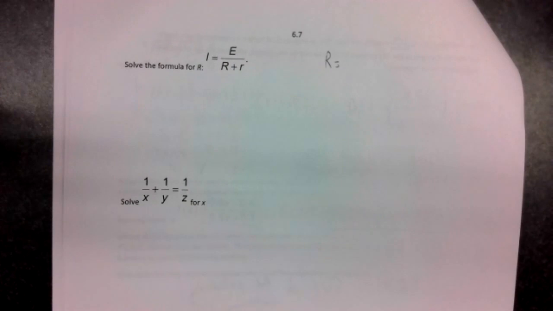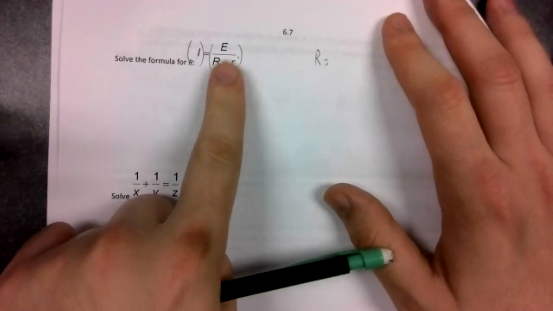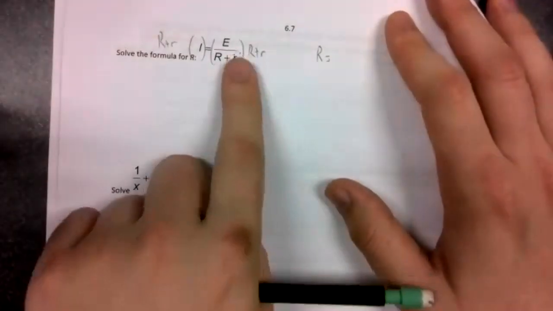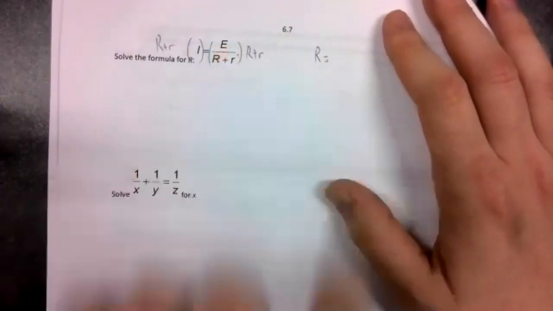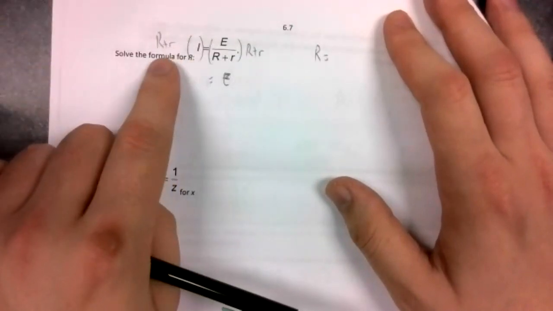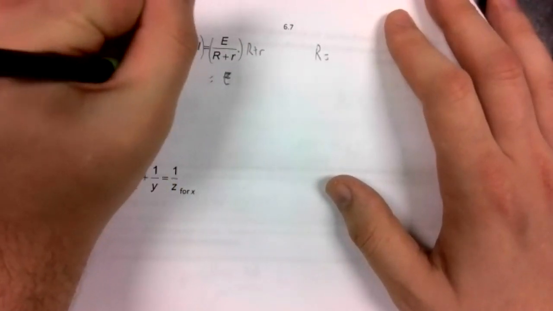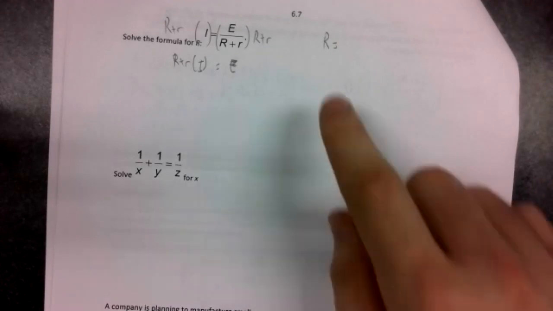I can just rationalize the denominator. So what I'm going to do is multiply both sides by the least common denominator, which in this case is r plus lowercase r. On this side, these cancel, and we just end up with an e on the right side. And on the left side, we end up with capital R plus lowercase r multiplied by I is equal to e.